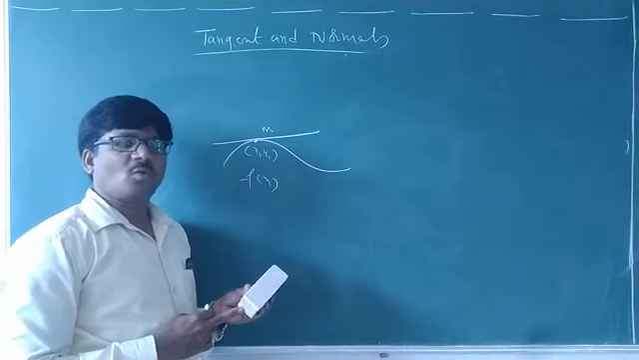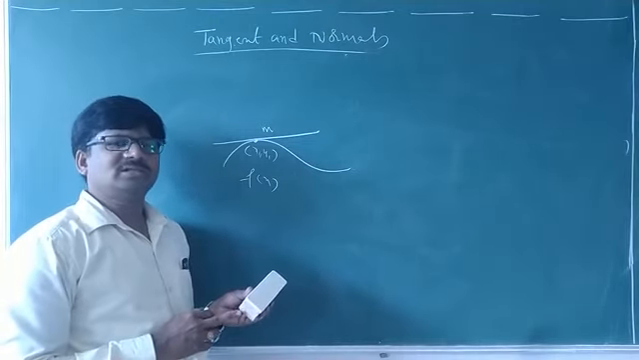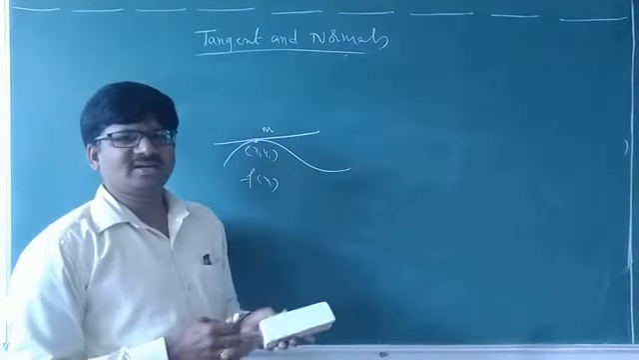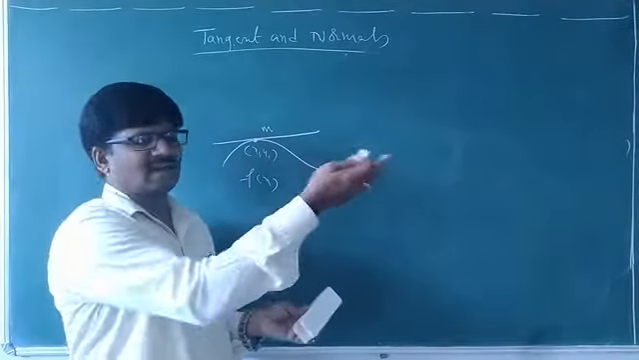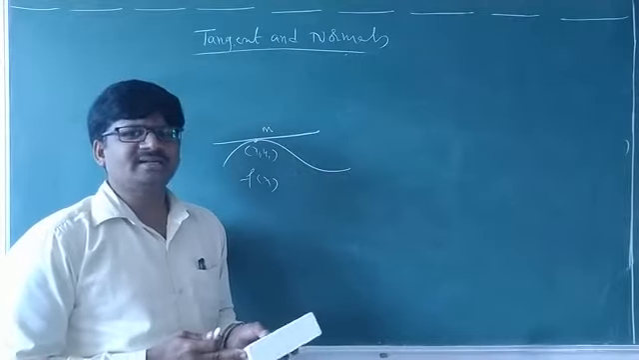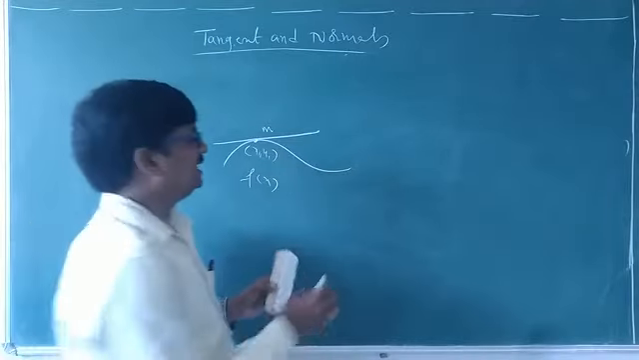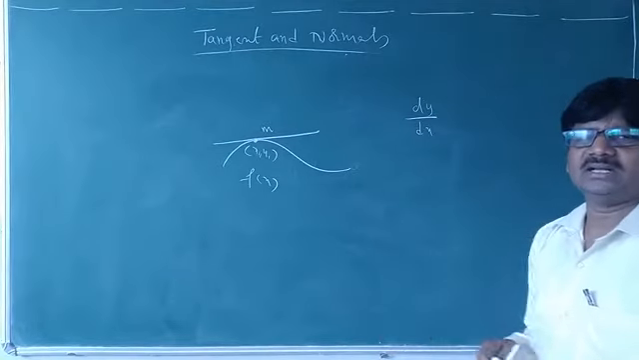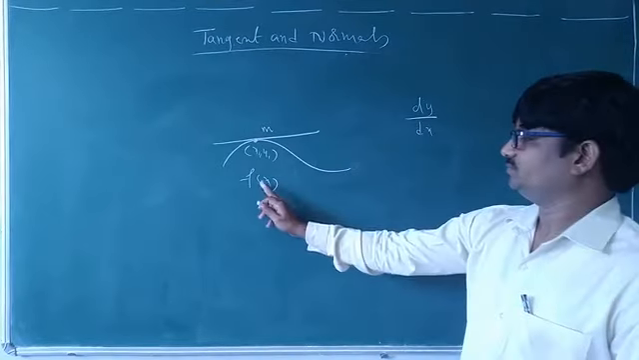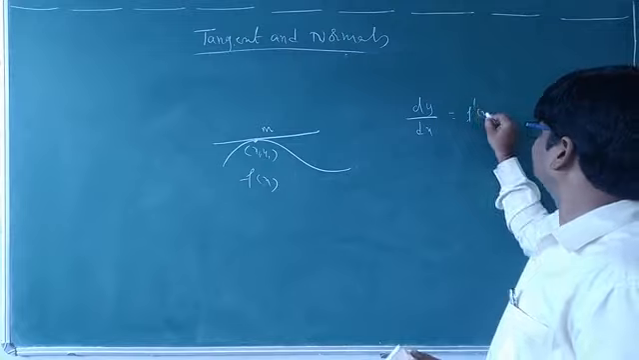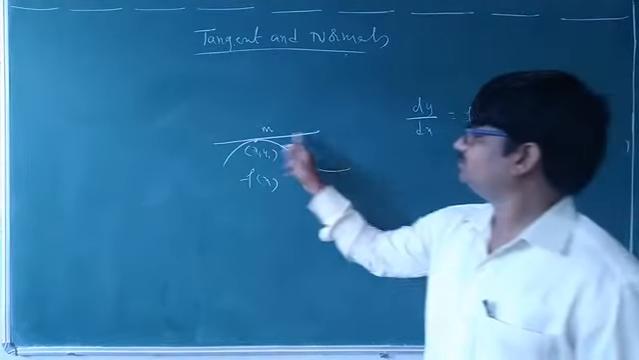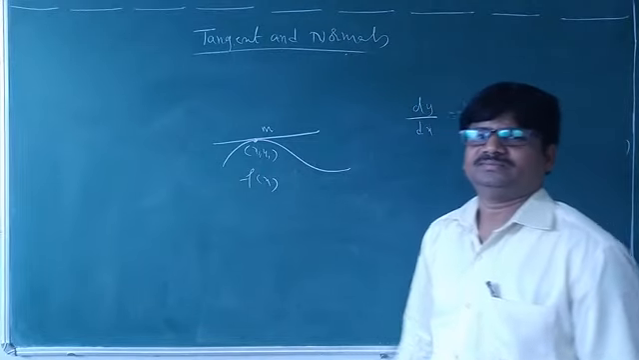Here, what is the slope? No points will be given for the slope. To find the slope of the line, we take the derivative dy by dx. Here we have to consider the derivative of the function, f dash of x. f dash of x is called the slope of the tangent.